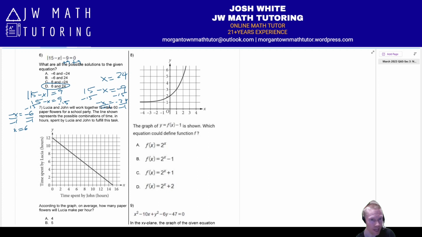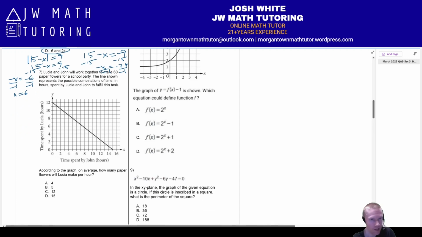So if you start with A, you do 15 minus negative 6. That's equal to 15 plus 6, which is 21. Absolute value 21 is 21. 21 minus 9 is not 0, it's 12. So like the first two would be out because of that. And then the last two, you'd have to figure out whether it's positive or negative 24 that you would plug in to answer it. So if you don't remember how to set up and solve absolute value equations, that's fine. Use back solving, basically plugging in the answer choices.